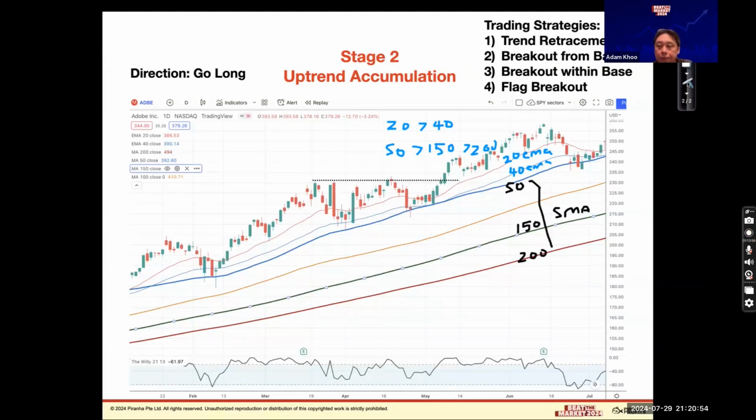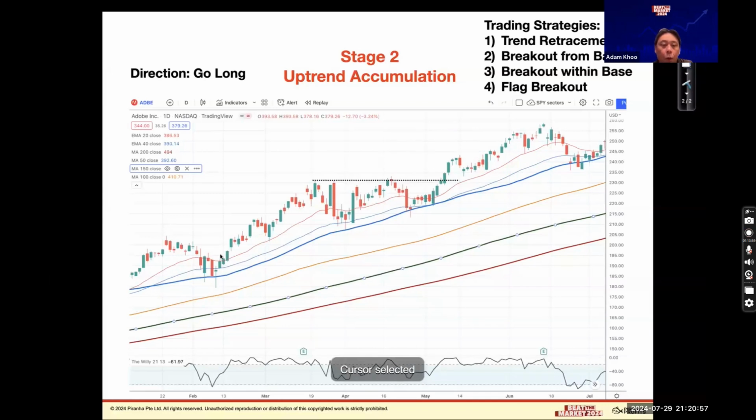Okay? Now, the next question is, when do I enter? There are 4 entry points based on 4 different strategies. The first entry point is what we call the trend retracement entry point. Trend retracement is when you see the price wave up, wave down, and hit a moving average. Once the price hits the moving average and you see a bullish candlestick, then you buy.